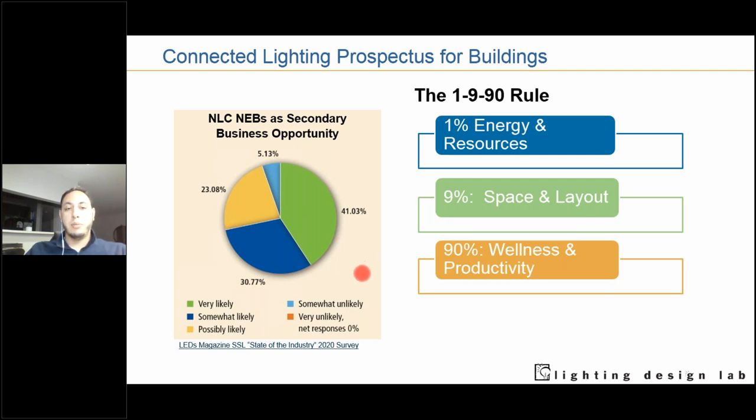And we can tie that to how the building budget and the building infrastructure is laid out. You may have heard about this 1-9-90 rule expressed differently in the past, but the way we talk about it is about 1% of the building's budget per square foot is spent on what we call energy and resources. These are your electricity, your water, waste, lighting, cooling. So 1% of your building's budget per square foot is spent on these energy and resources. 9% of that budget is spent on the space and the layout, your overhead, your rent.